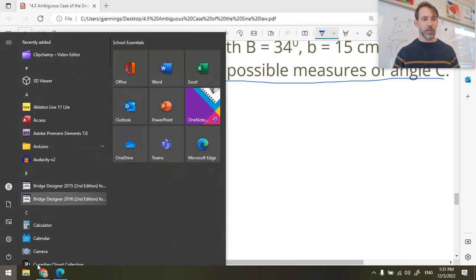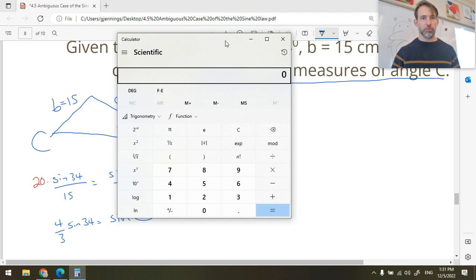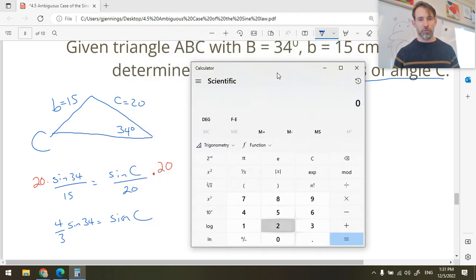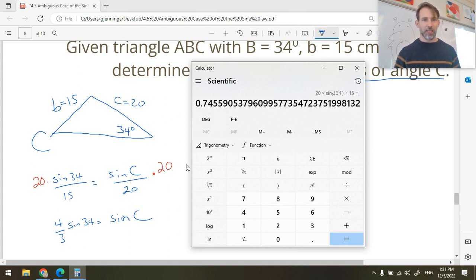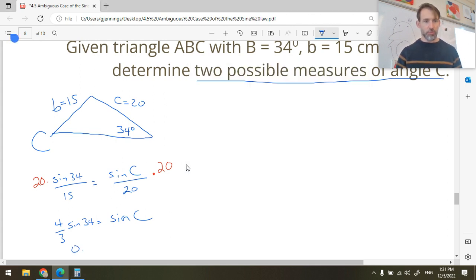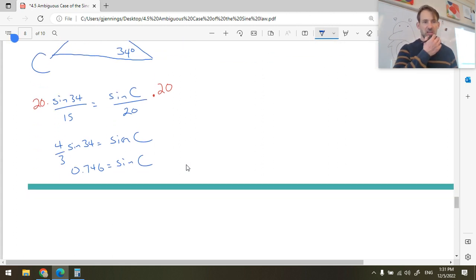Let's punch it. I can punch my unreduced fraction, 20 over 15, without too much trouble. 20 times the sine of 34, divided by 15 equals, well, that's sine C, 0.746. So 0.746 equals sine C. I'm not even going to round. I'm going to use the value that's still on my calculator.